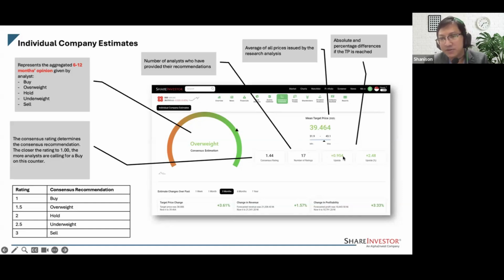Okay, so coming back to here. On the screenshot, it says upside. There's a number term, 0.954, and there's also the percentage term. So that means, if the target price of 39.464 is achieved, what is the upside potential in absolute numbers and percentage terms?